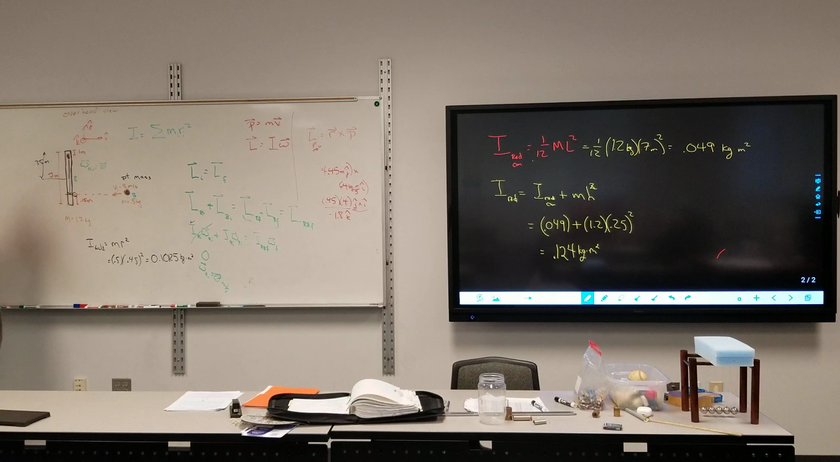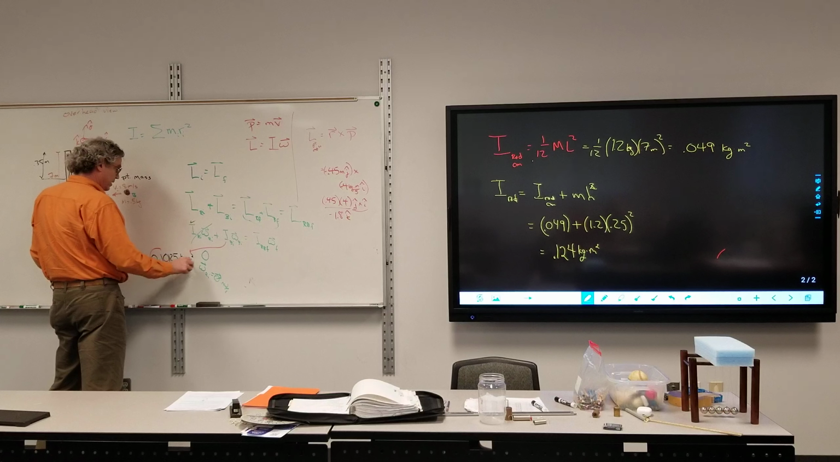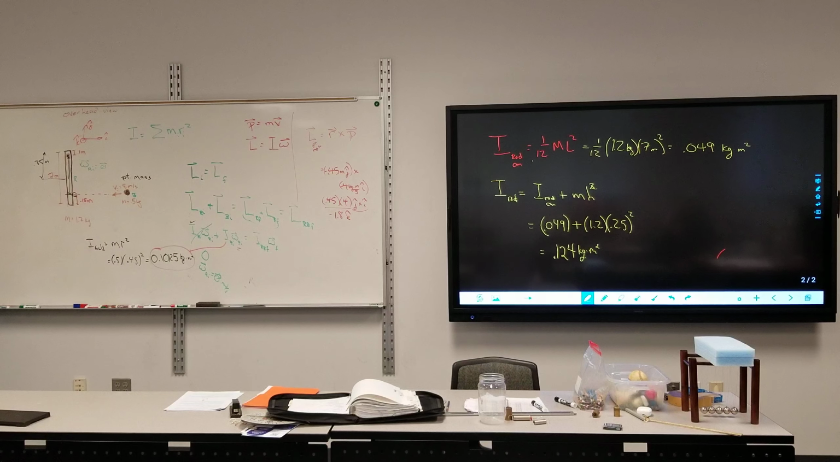I did skip a step there, so let's see. So this right here is that number, and we have to figure out what omega is. Well, I know the speed, I know r. If I know speed and the distance from the axis, how do I find omega? Or what is the relationship between v and omega?